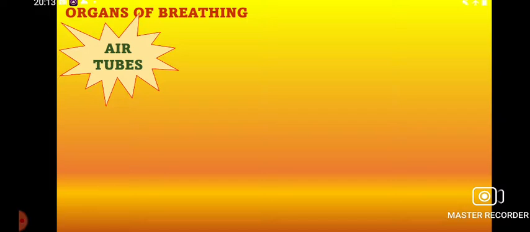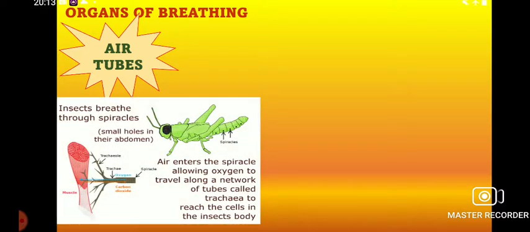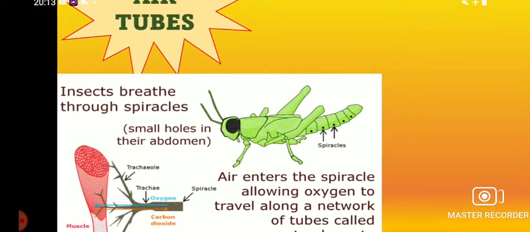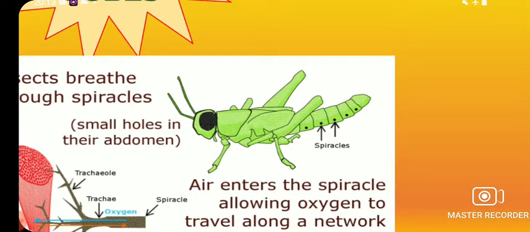This is a specified structure for the insects. They breathe through the small openings present on the sides of their bodies. In this structure, we can see the small holes through which insects breathe. These organs have a special name, and they are known as the spiracles. Here you can see the structure which is known as the spiracle. These spiracles are the small openings present on the side of the insect body.